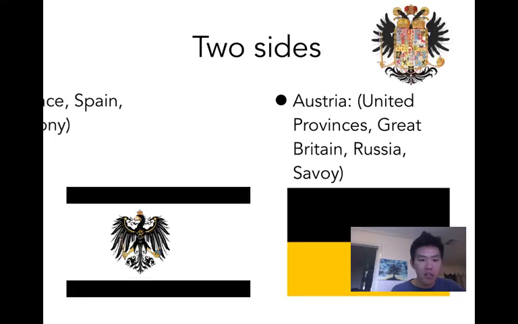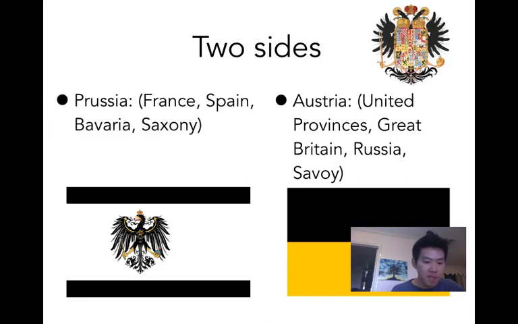Okay? All right, so there's two sides. On one alliance, on Prussia's side, you have France, Spain, Bavaria, Saxony. And then on the other side, you have Austria with the Dutch United Provinces, Great Britain, Russia, and Savoy. So you have a lot of different families involved in these two sides, right? You have the Hohenzollerns, the Habsburgs, the Bourbons, the Hanovers, and the Romanovs. And we're going to see that these alliances will change. It might be a little confusing, but it'll be okay, all right?